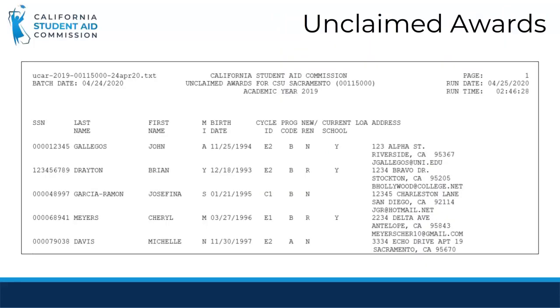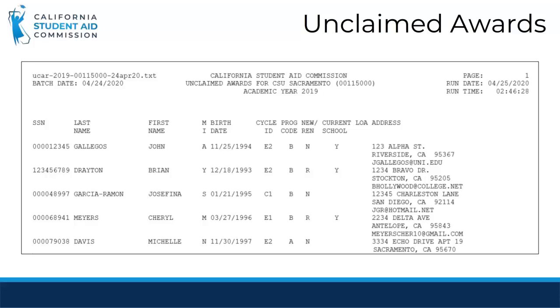Finally, the Unclaimed Awards report identifies students that have an unclaimed award. In other words, they have no reported payments from any of the schools listed on their financial aid application. A student with an unclaimed award will appear on this report for every school listed on the FAFSA or DREAM Act application. This report will help schools identify and claim their attending students.